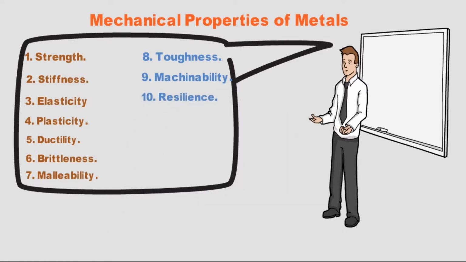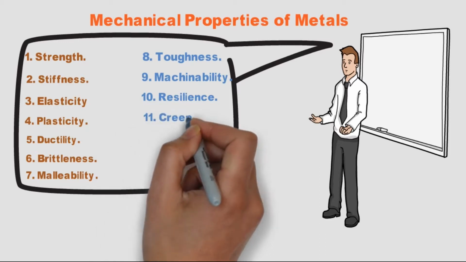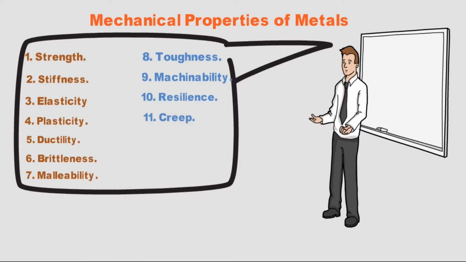Then next is resilience. It is the property of a material to absorb energy and to resist shocks and impact loads. So it absorbs the energy. For example, in leaf springs, continuous road shocks are there, and it absorbs them; that is the property of resilience. Then creep. Creep is when a material is subjected to constant stress at high temperature for a long period of time, it will undergo slow permanent deformation. That is called creep.